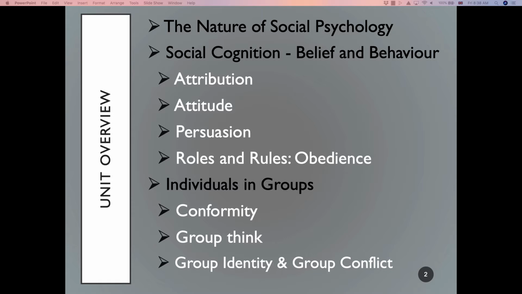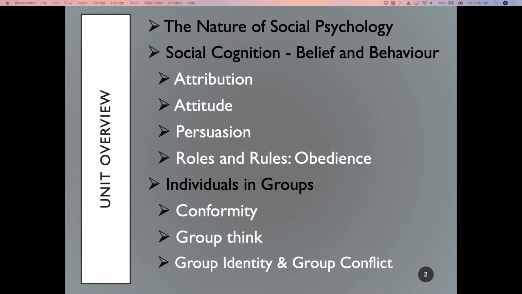We're going to look at attribution. Attribution is all about how we explain behaviour. How do we explain our behaviour? We know what we're thinking, don't we? We know what we're feeling. But how do we explain other people's behaviour when we don't know what they're thinking or feeling? How do we attribute other people's behaviour to the social environment in which they're in?